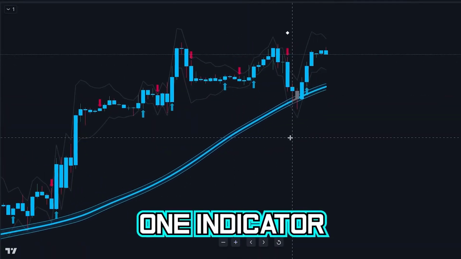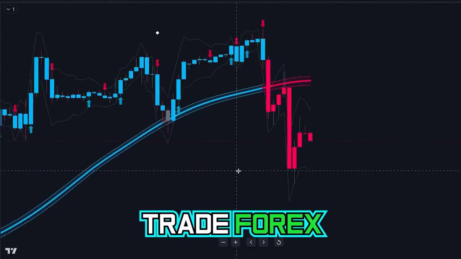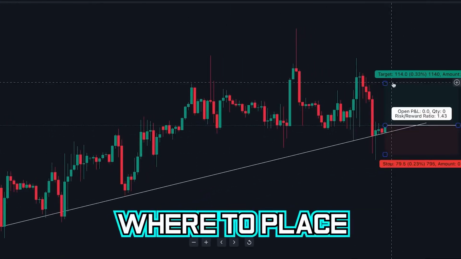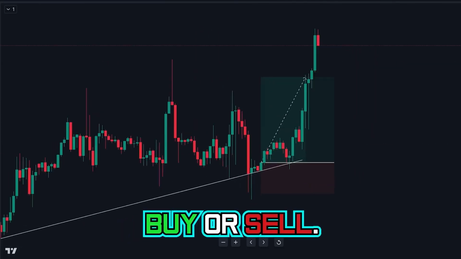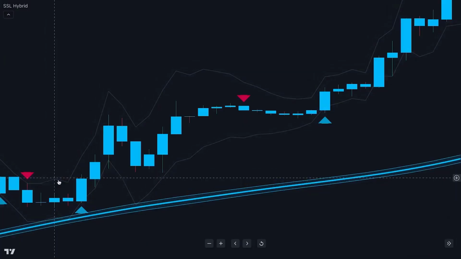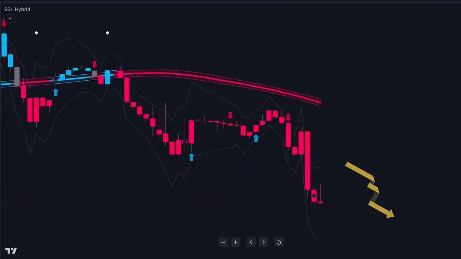This free all-in-one indicator is perfect for you if you trade forex, stocks, or crypto. If you want to be a profitable trader, then you have to understand the current trend, where to place your stop loss, and when to click buy or sell, and this indicator provides an advanced trend detection tool, exact areas to set stop losses, and super accurate buy and sell labels.